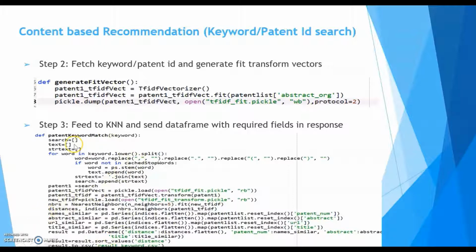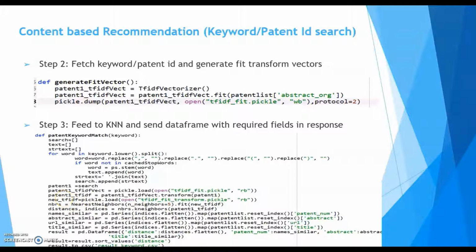We convert the abstract of the user provided input into TF-IDF vectors by first removing the unwanted characters, stemming, the same process that we perform on all the abstracts of the patents. Once we have the TF-IDF vector, we then feed it to the KNN model, nearest neighbors with n neighbors as 5.